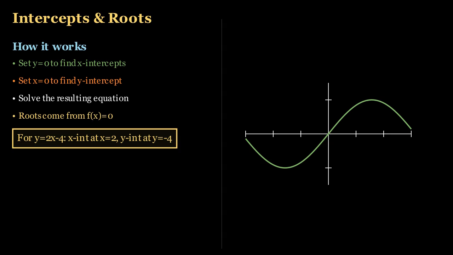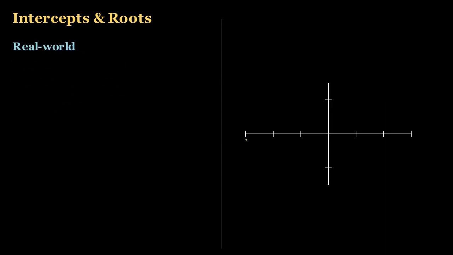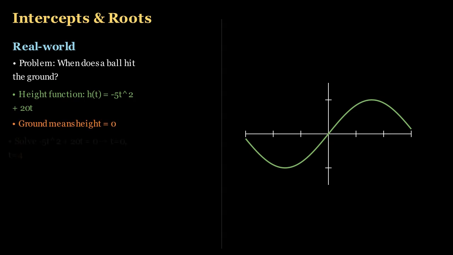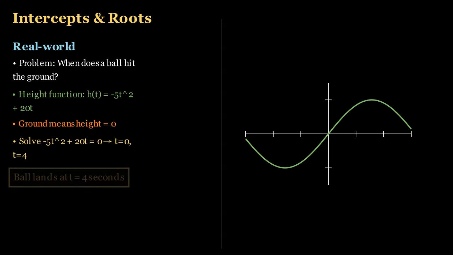We can factor out a -5t, leaving (t - 4). So either -5t = 0, giving t = 0, or t - 4 = 0, giving t = 4. t = 0 is the moment you throw it, so the meaningful answer is t = 4 seconds. The ball lands after 4 seconds. The root of this function told us the landing time. This same method finds break-even points, or when a moving object passes a marker.